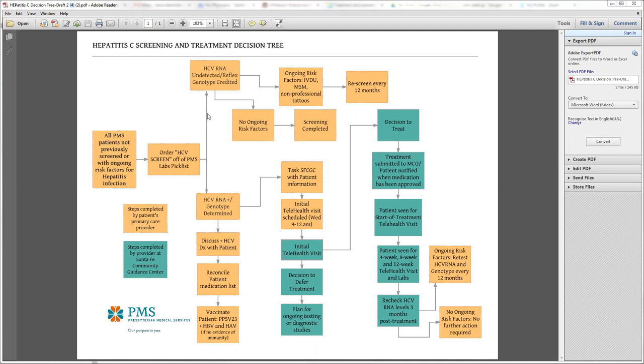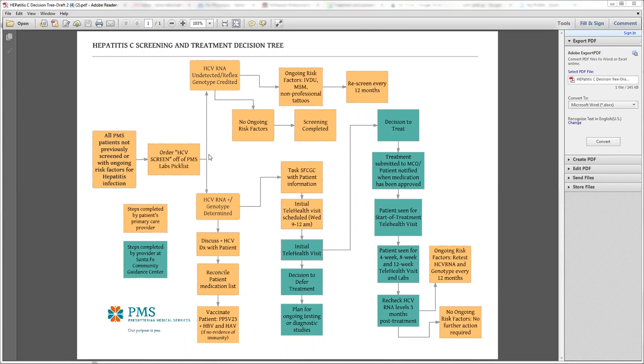So if we go up from here, we have a patient with an undetected HCV RNA and a reflex genotype is credited. And you'll see this in your labs from Tricor or wherever you get your labs. So whether or not they have an antibody positive, if you see an undetected RNA and no genotype, that means they do not currently have a chronic infection. So if they have any of those ongoing risk factors we talked about, they need to be rescreened every 12 months. If they have no ongoing risk factors, then screening is completed.